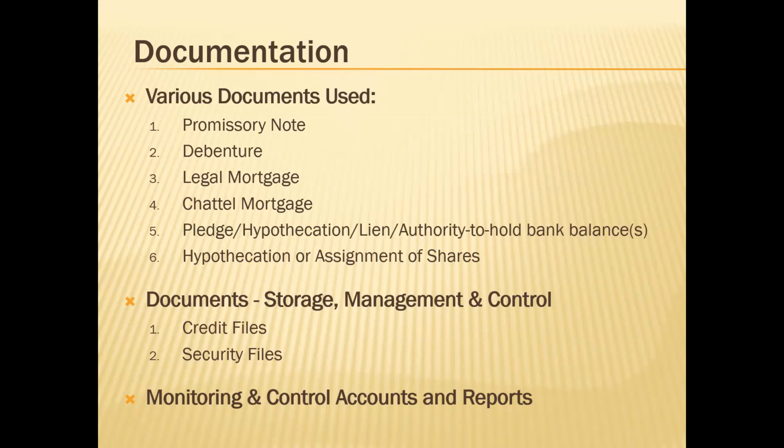Various documents used, they're not limited to these, but these are some of your primary documents used for lending. You have your promissory note, your debenture, your legal mortgage, your chattel mortgage, and a document different banks call different things. Some call them a pledge document, some call them a hypothecation, some say a lien. One bank uses authority to hold bank balances for item number 5. And then there's, of course, the hypothecation of shares or assignment of shares.